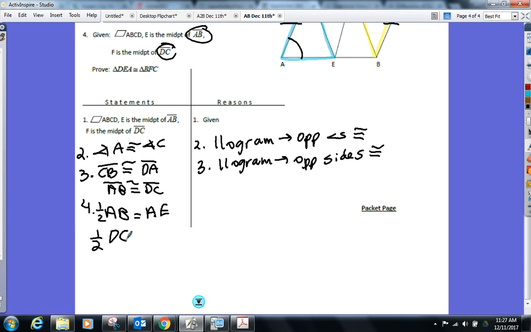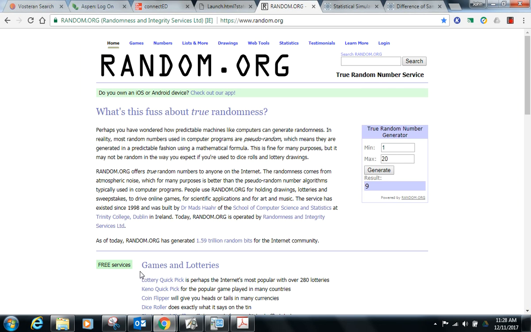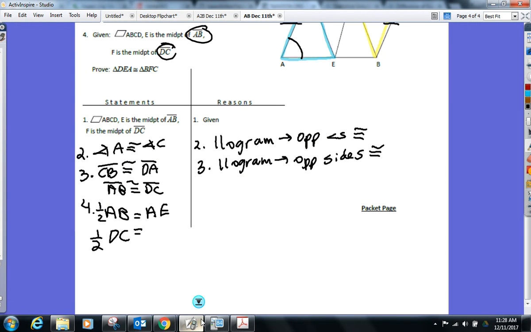What other segment are we taking half of? DC. What's half of DC now? Name the line segment that's half of DC I care about. Yep, FC. Guys always make this mistake, not by halves of equal quantities, though. What told us at the very beginning that you're going to take half of AB and you're going to take half of DC? Definition of a midpoint.